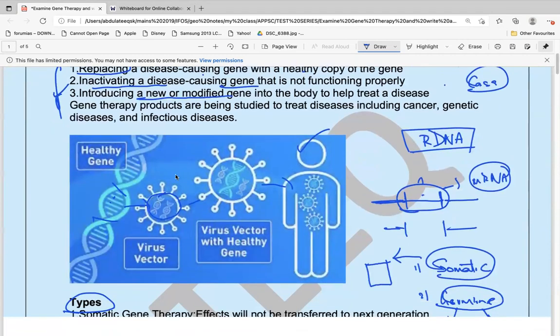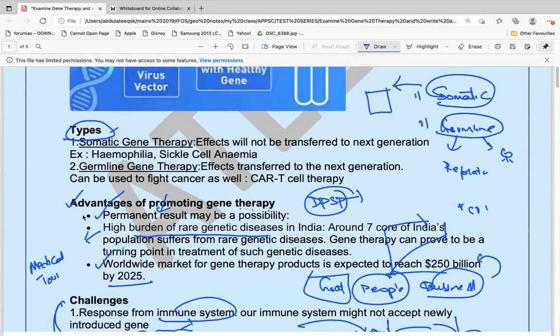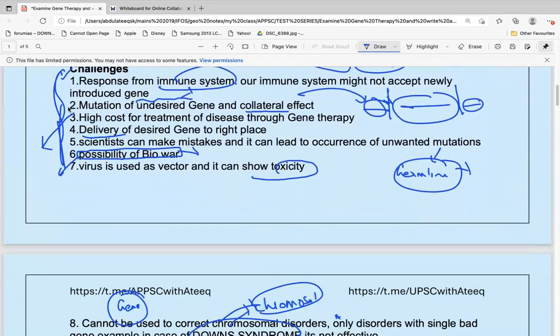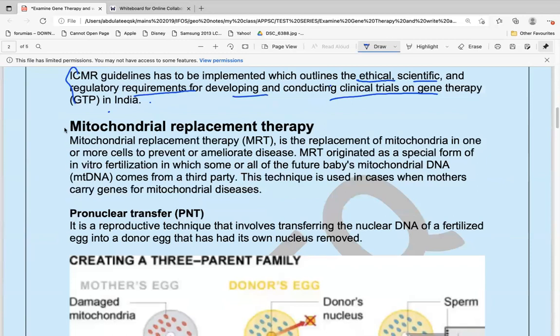So what kind of mechanisms are there? How many types are there? And then advantages. In the challenges, you can add the ethical part also. In the advantages, you can always use your own innovation to come up with a greater number of points. We have discussed the first point. Now come to the second point.